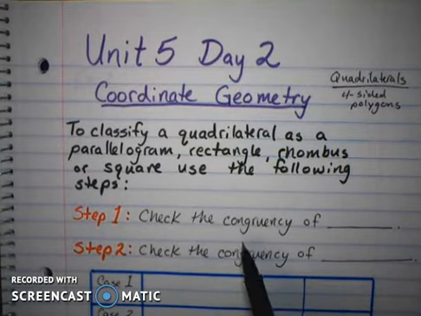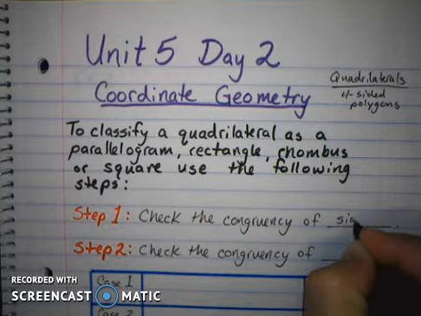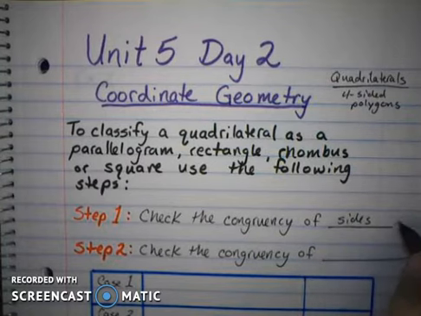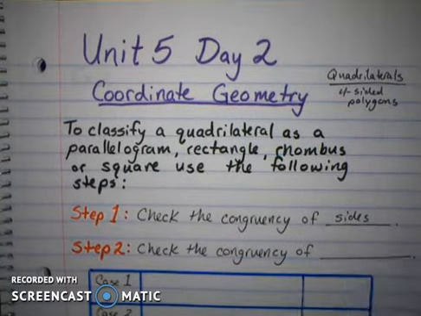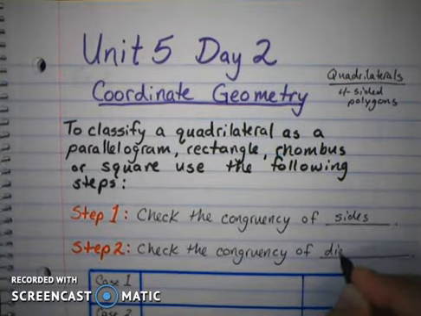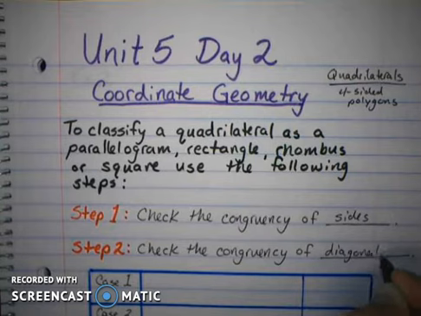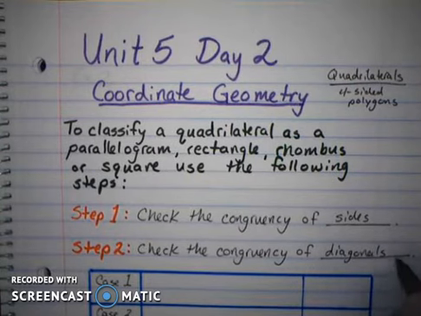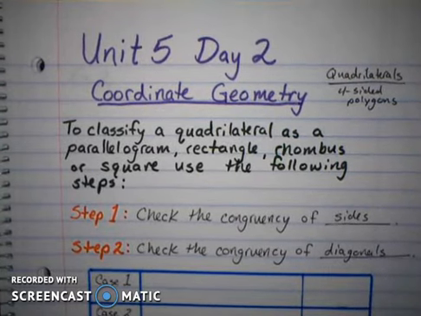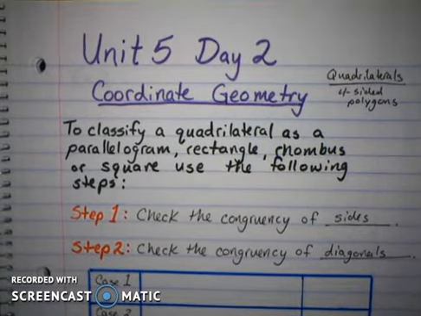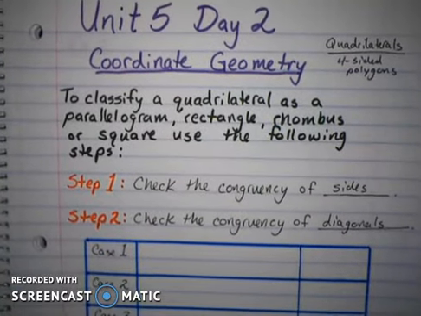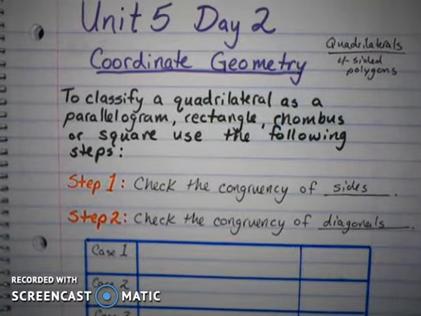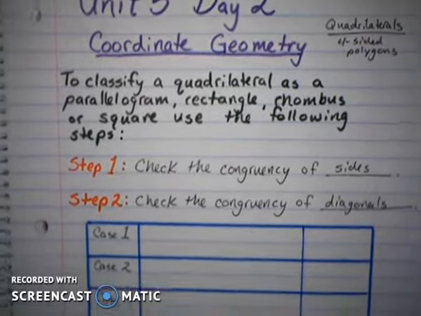We're going to check the congruency of sides first, and then also check the congruency of diagonals. Okay, remember, diagonals are those segments that connect the opposite vertices of quadrilaterals. Okay? All right, so there's four cases we're going to look at.